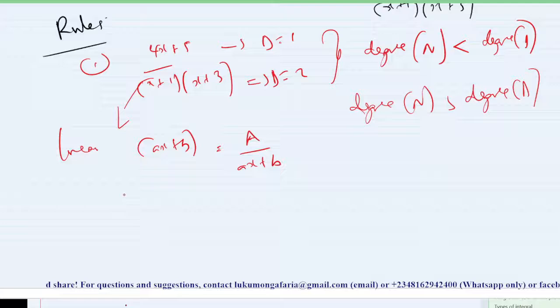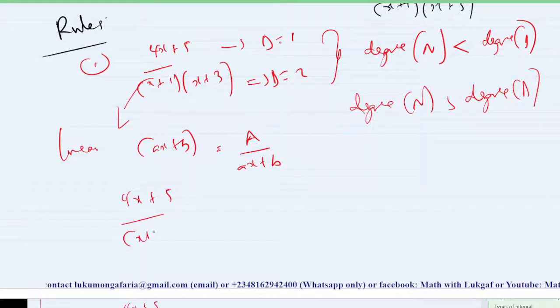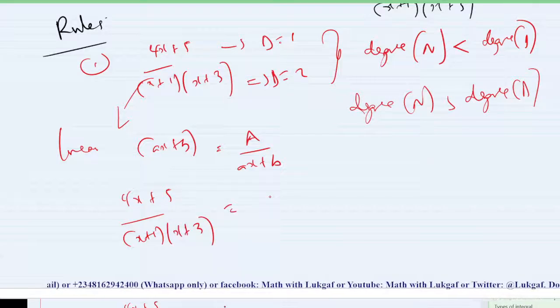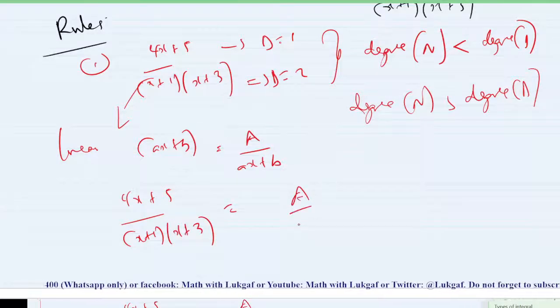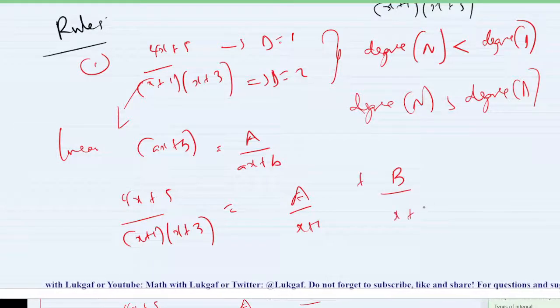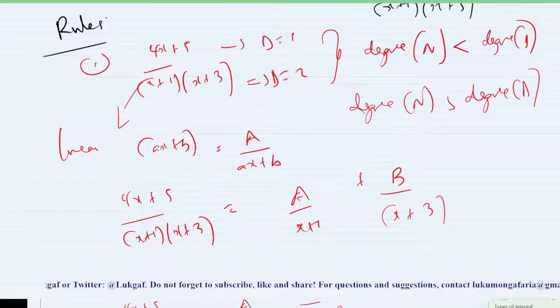In essence, for something of this nature, (4s + 5) divided by (s + 1)(s + 3), you are going to have A divided by (s + 1) plus B divided by (s + 3). So that's when you have linear factors.